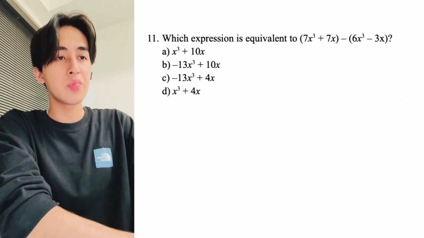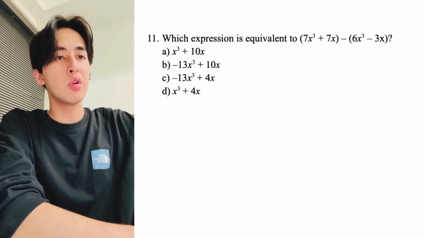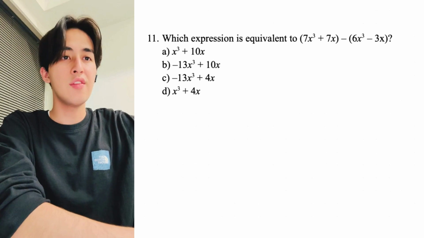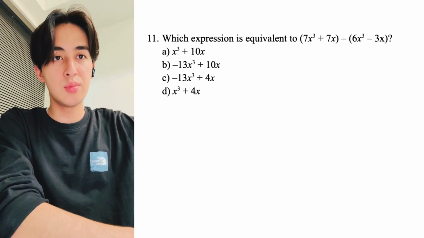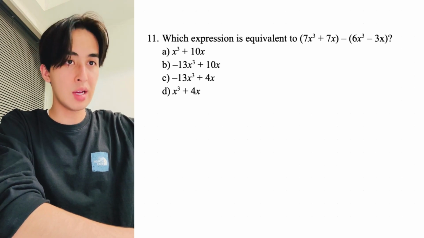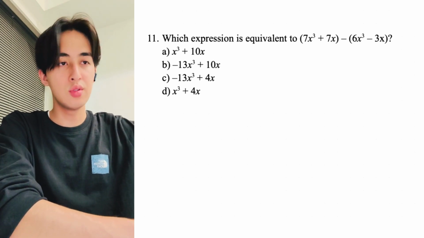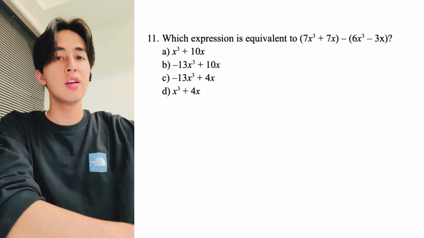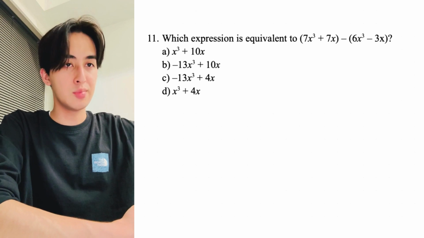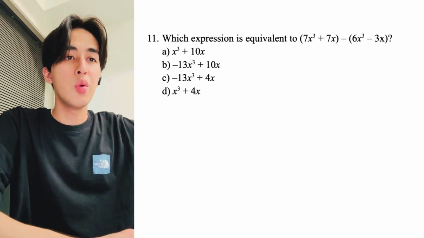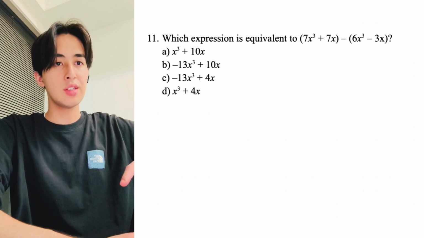Question number 11. Okay, so let's read it. Question number 11. Which expression is equivalent to (7x cubed plus 7x) minus (6x cubed minus 3x)? Okay, so what they want us to do is to find the simplified version of the expression given. So what we can do first is actually take out the parentheses.